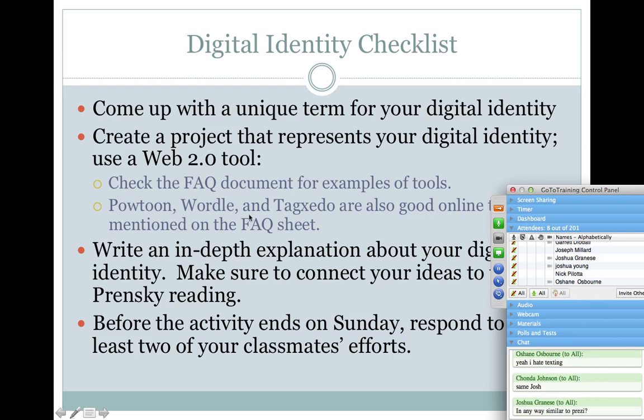And Wordle and Tagxedo are two popular websites if you want to make a word cloud, like I showed you a little while back.